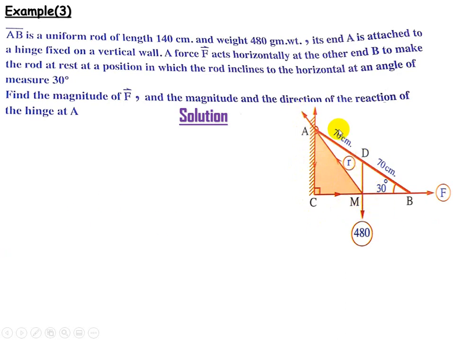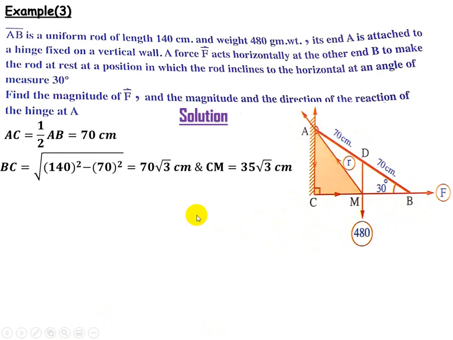We have here D midpoint of AB, M also midpoint of BC, so DM equals half AC, and AC equals 70 because it's opposite to angle 30 in a 30-60 triangle, so DM equals 35. We have CB using Pythagoras theorem, root of 140 power 2 minus 70 power 2, it will be 70 root 3. So CM will be 35 root 3. Okay, we have CM 35 root 3, we have AC equal 70, so the length of MA using Pythagoras theorem will be 35 root 7.